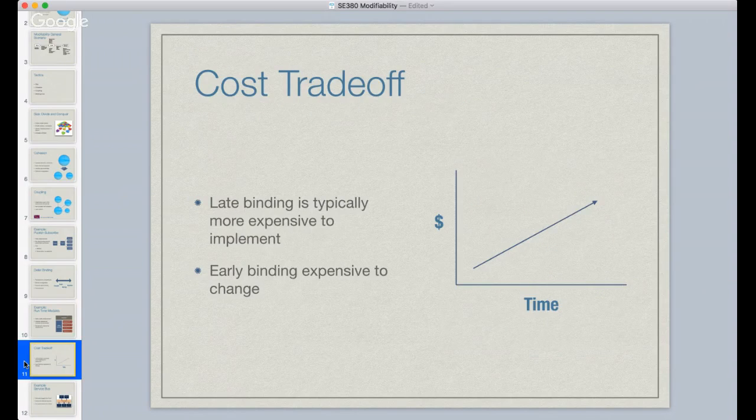So we have this cost trade-off that we have to deal with. We love late binding because it's like anything else. If you can push off a decision, that's always the better thing to do. But late binding is typically more expensive to implement. I have to implement the infrastructure for it. I have to test that infrastructure, and I have to deal with runtime errors.